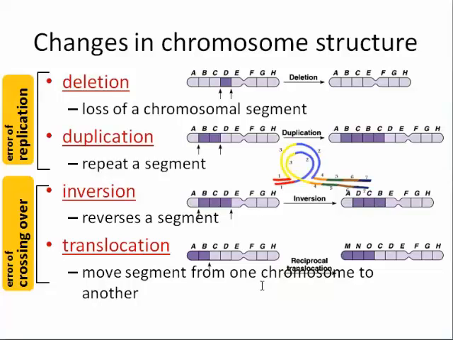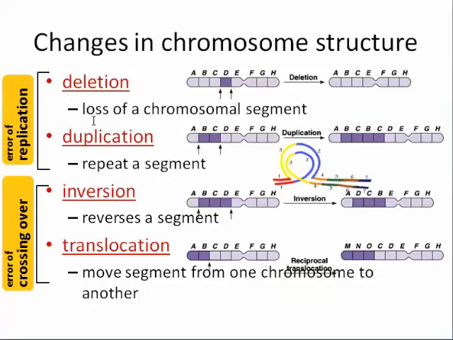And then translocation is where you have a piece of one chromosome that will actually break off and move to a completely different chromosome. So let's say this is chromosome 7 and it breaks off and moves over to chromosome 14. That will cause a problem in two sets of chromosomes. So this type of issue, a translocation issue, is probably the worst out of all of these.